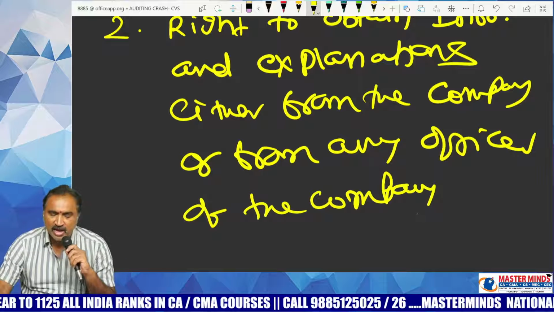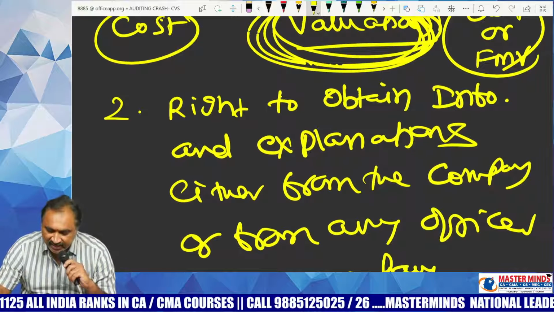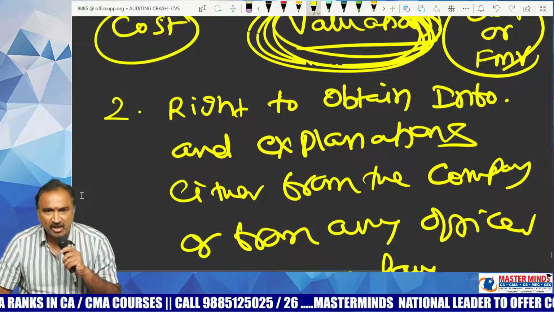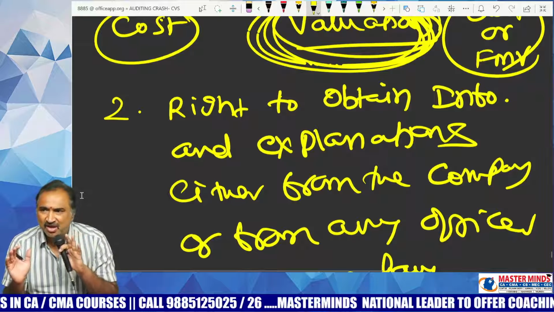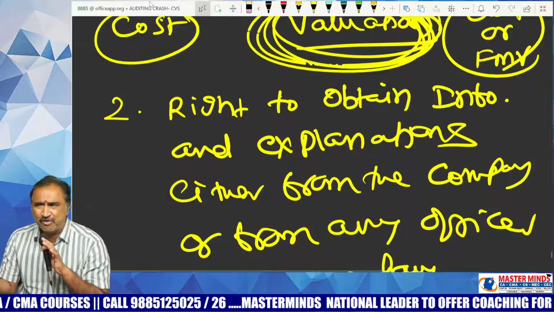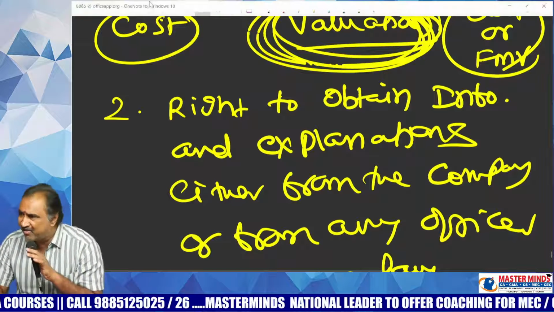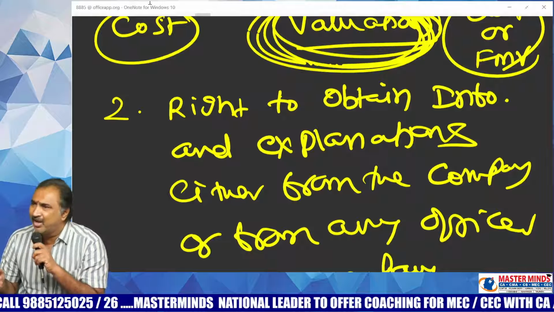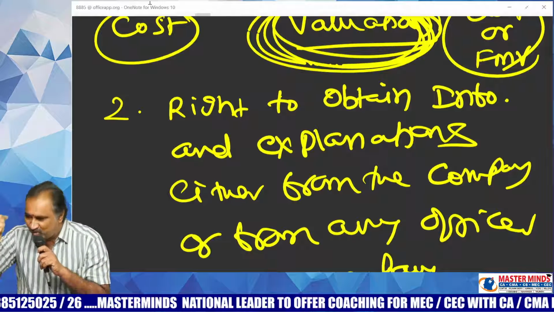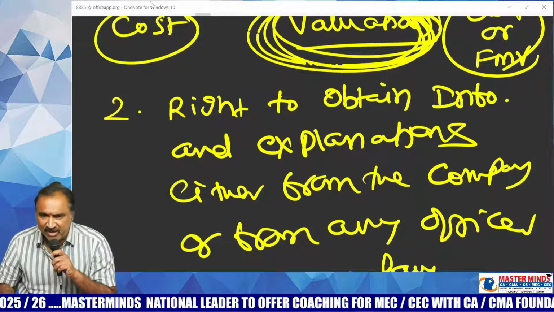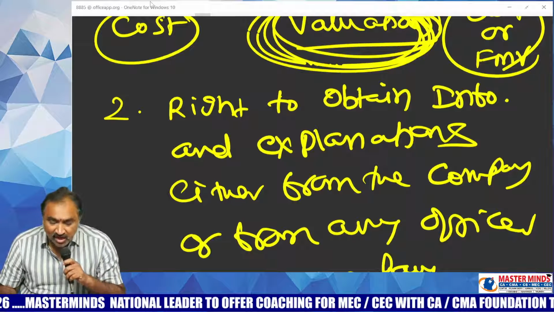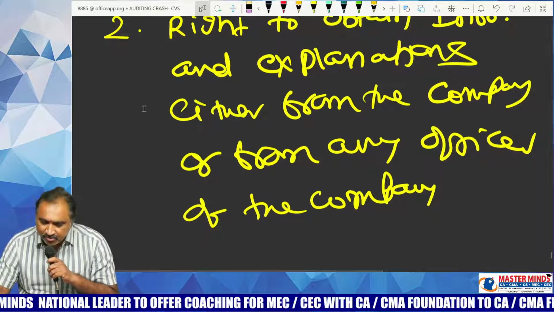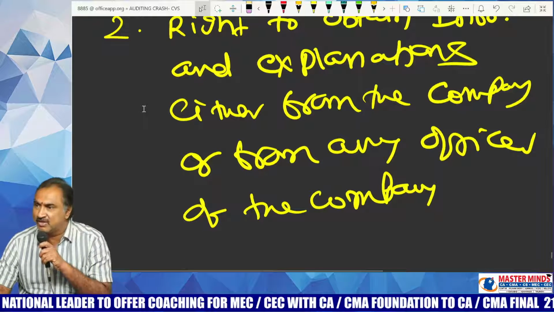Now, I ask you the same question again. Please try to provide an answer. When you go for an audit, you will be provided with all the books and other related records. Any information that you require is readily available from books of account. When all the information required by the auditor is readily available from the books of account, why has the Companies Act given another right to the auditor called right to obtain information and explanations either from the company or from any officer of the company?